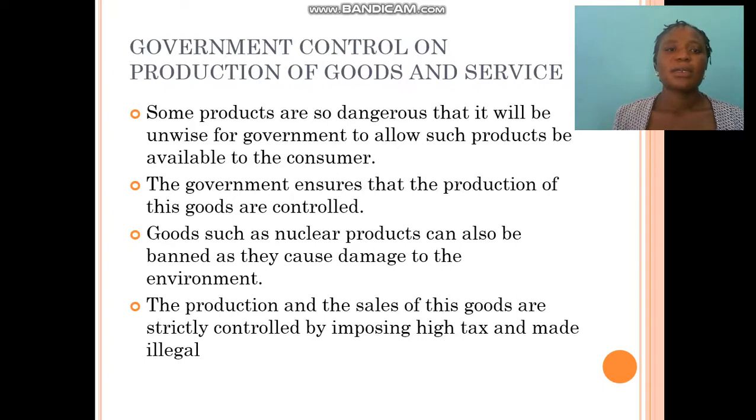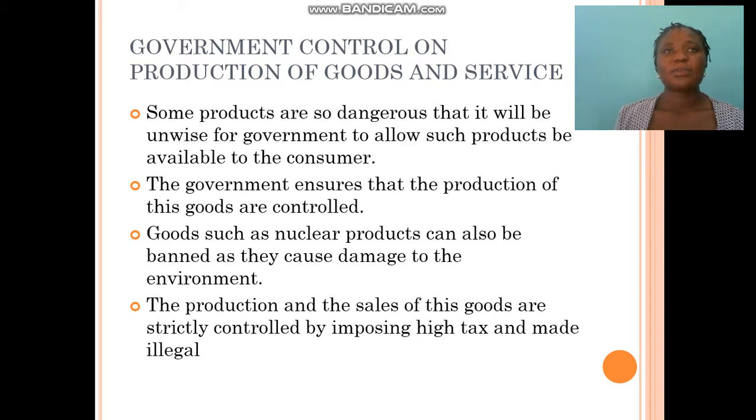And then the government controls the production of goods and services. Some products are so dangerous that it would be unwise for the government to allow such products to be available to consumers. Then the government ensures that the production of these goods is controlled. A very good example I can think of is marijuana or drugs, but mostly here we have marijuana, okay?